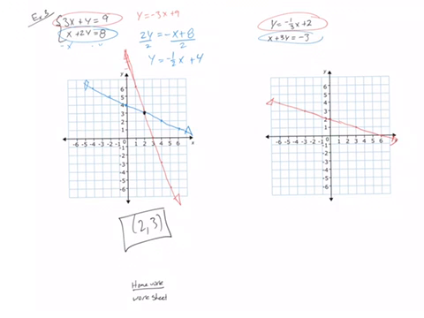Subtract x from both sides. 3y is equal to negative x minus 3. Divide both sides by 3. Y is equal to negative 1/3 x minus 1. So there's a negative 1. I'm going to come down 1, right 3. Down 1, right 3. Up 1, left 3. And graph this line.